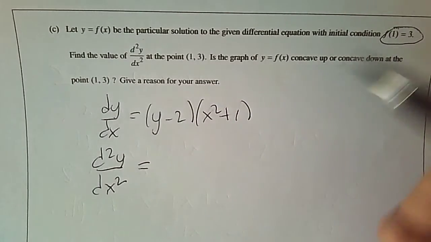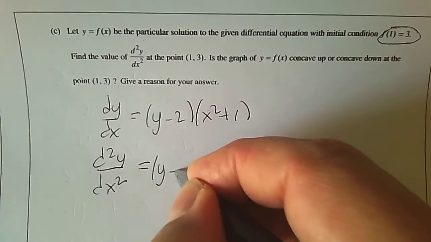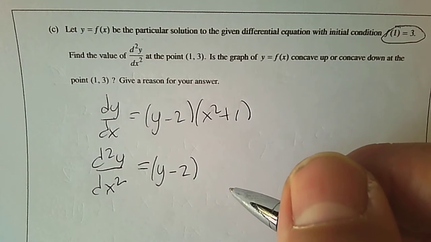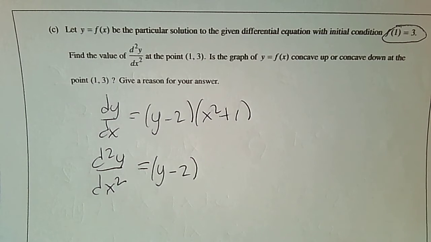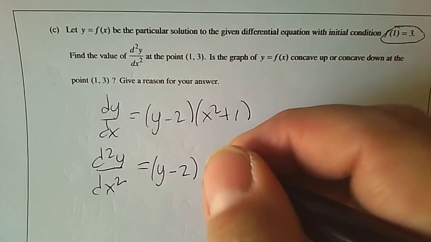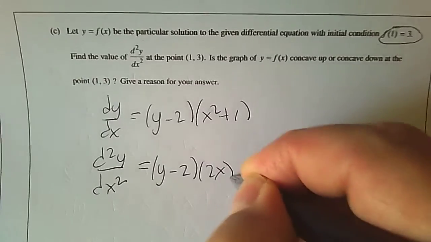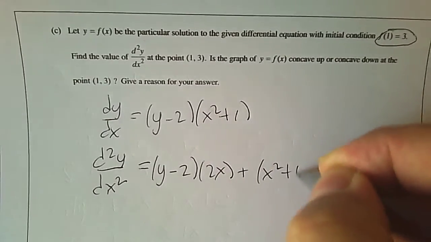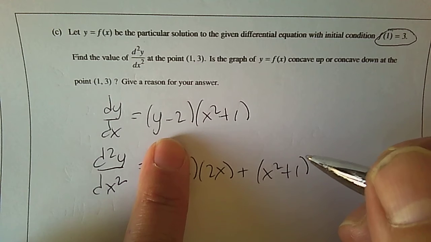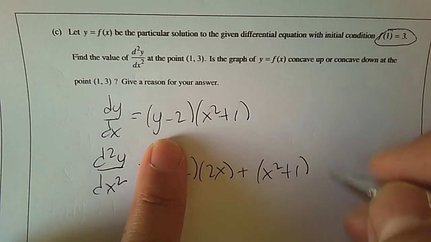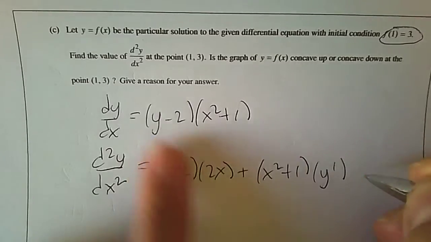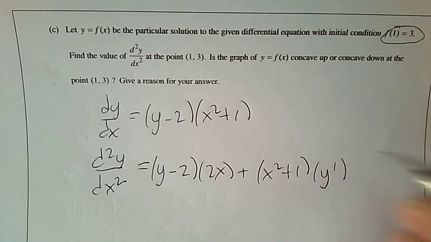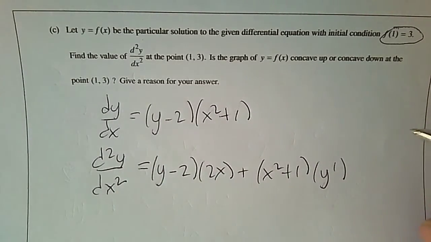So what is the product rule? The first, y minus 2, times the derivative of the second, and the derivative of the second is 2x, plus the second, x squared plus 1, times the derivative of the first, and that's just y prime. The derivative of y is 1 and the derivative of negative 2 is 0, so that just leaves me with y prime.